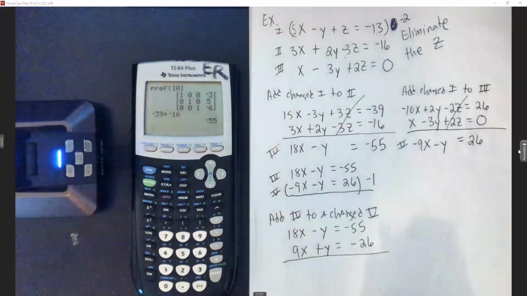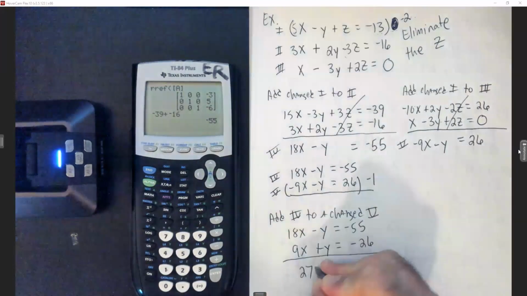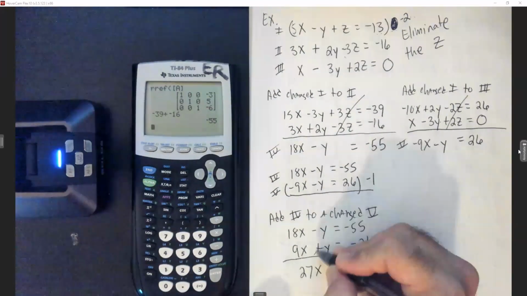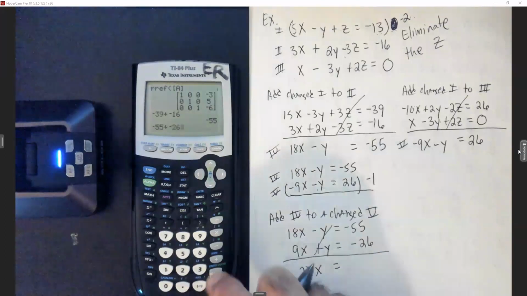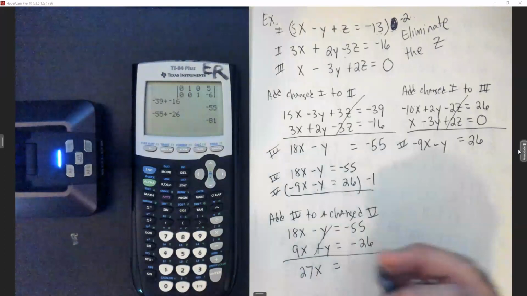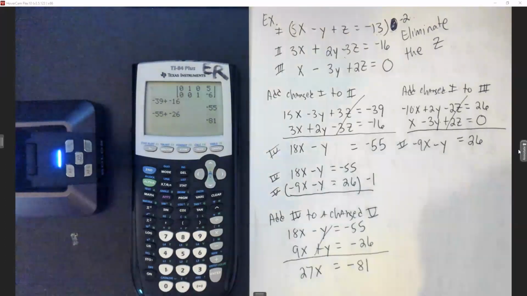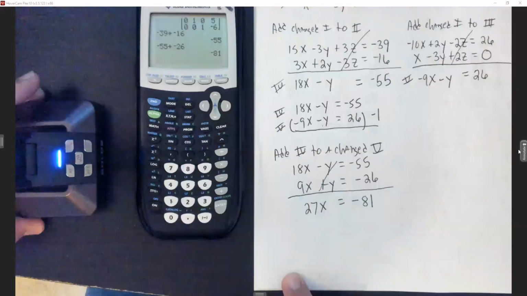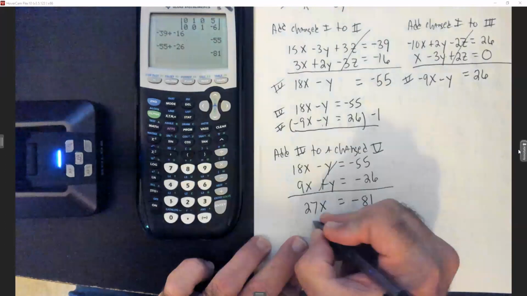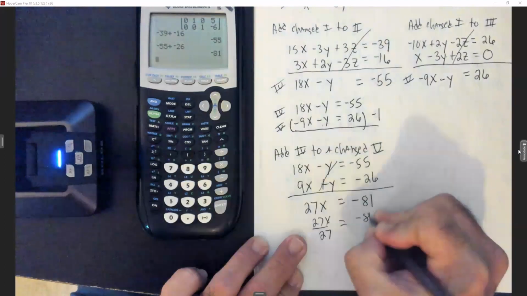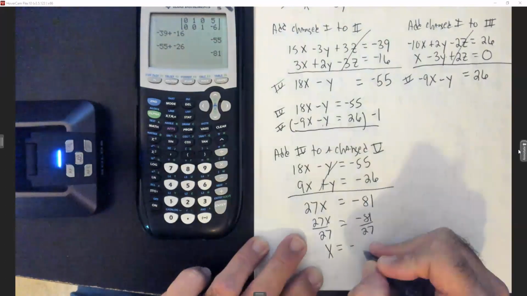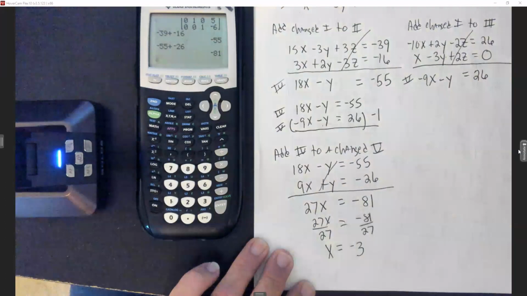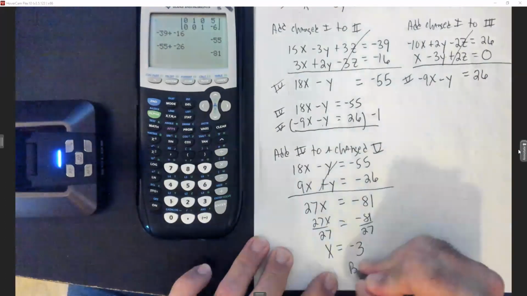All right, watch this. 18 and 9 is 27x. The y's cancel. Negative 55 plus a negative 26 gives me a negative 81. Dividing that by 27 means that my x will now equal negative 3. So x is negative 3. I'm now going to back substitute.